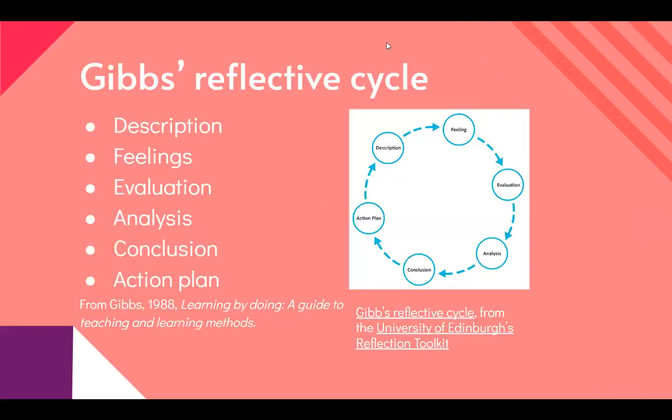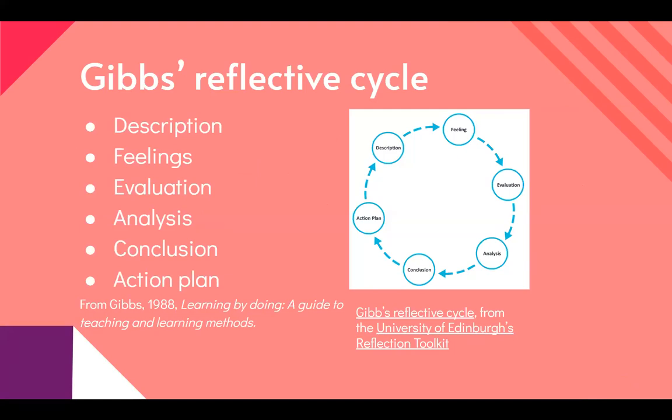All right, seeing no questions, I'm going to move on to one of my personal favorites, which is Graham Gibbs' reflective cycle. And this is something that you see a lot in reflection literature. It talks about Gibbs' cycle, which is from a 1988 book, Learning by Doing: A Guide to Teaching and Learning Methods. Again, you'll see this theme that a lot of critical and critically reflective practice comes from the field of education. But this cycle can be applied to really anything. And that's one of the reasons I like it so much.